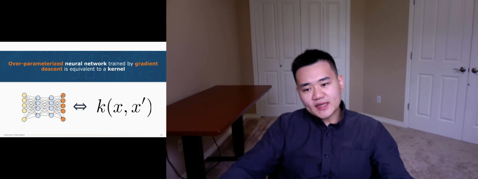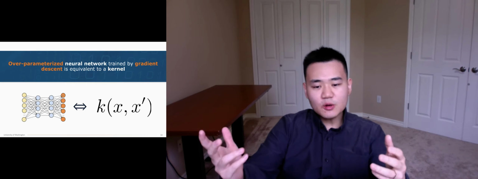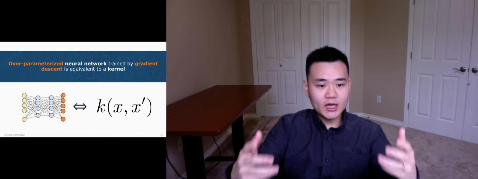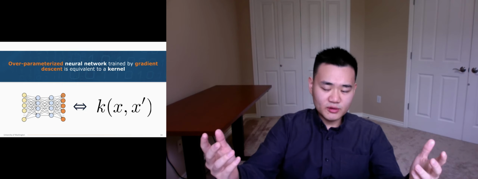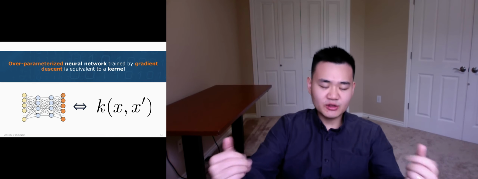So what we can prove is that this overparameterized neural network trained by gradient descent is equivalent to a kernel, but this kernel is a new kernel. It's not like the classical kernels, like the Gaussian kernel or polynomial kernel. It's actually equivalent to a new kernel called the neural tangent kernel, which I'll introduce later.